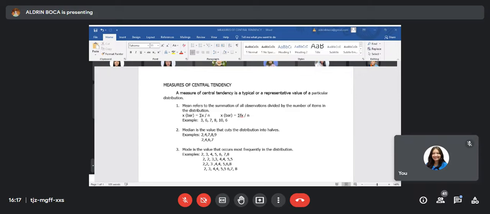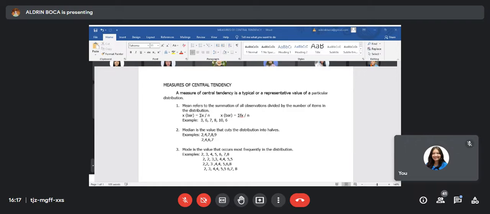So with respect to 7 being the centermost score in the distribution, 50% of the scores are below 7. Okay, that's 4 and 2, right? And another 50% of the scores in the distribution are above 7. Those are 8 and 9. Okay? You understand? Yes po.